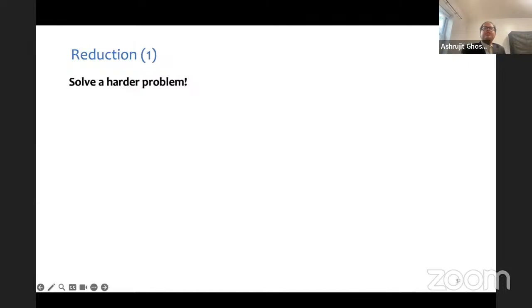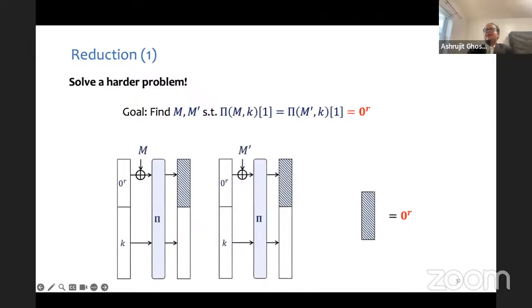So to begin with, I'll make adversary A's life a little harder. Instead of solving the collision problem, I'll make A solve this. We want A to find M and M prime such that the first R bits of the evaluation of the permutation on (M, K) and (M prime, K) are both all zeros. Of course, if A succeeds, it has solved the collision problem as well. The choice of making A solve a harder problem will be clearer soon.